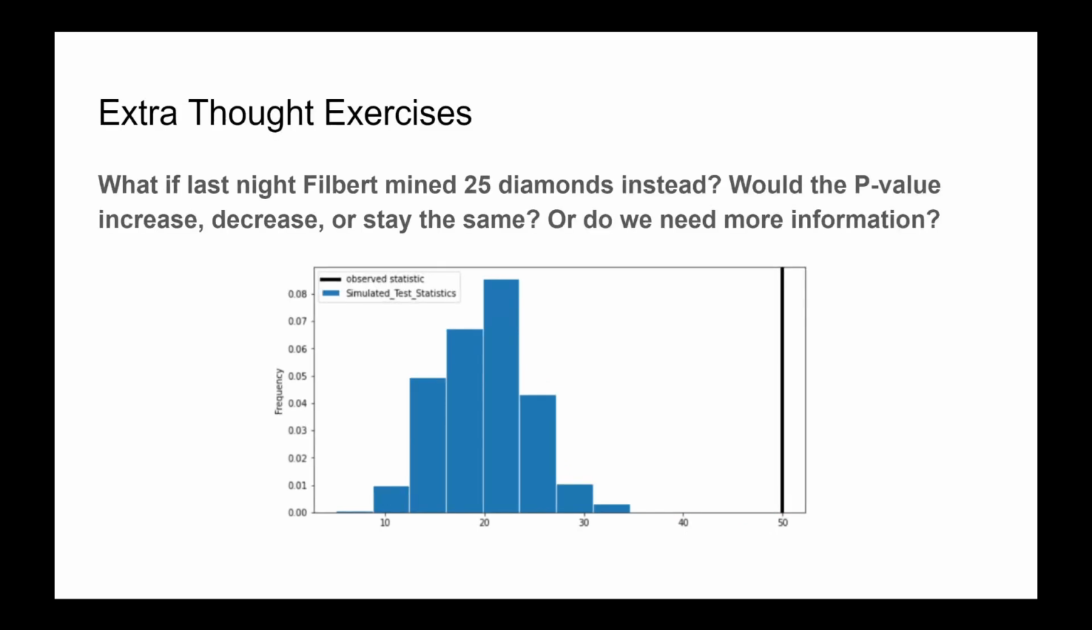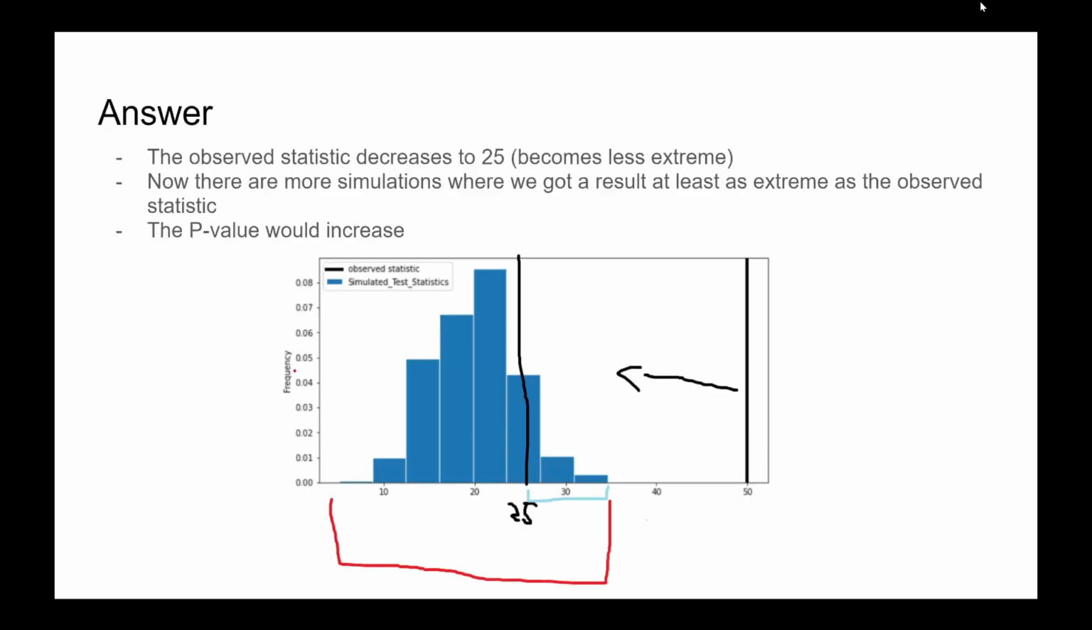So, extra thought exercise number 2. What if last night Filbert mined 25 diamonds instead? Would the p-value increase, decrease, stay the same, or do we need more information? Again, pause the video to think about it. Alright, so the answer is that the p-value would actually increase.